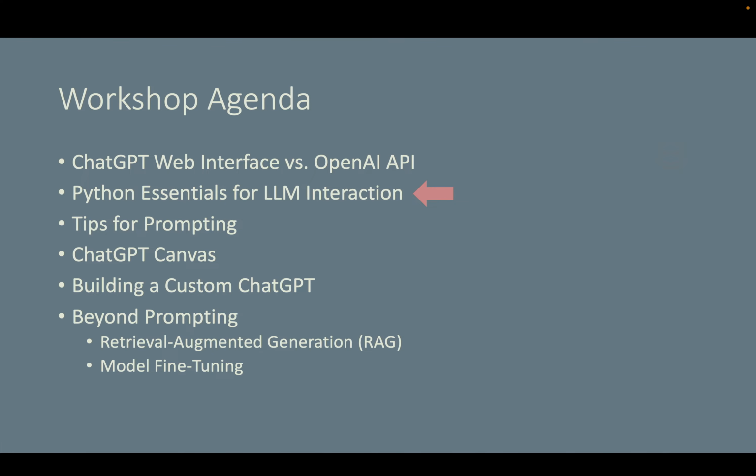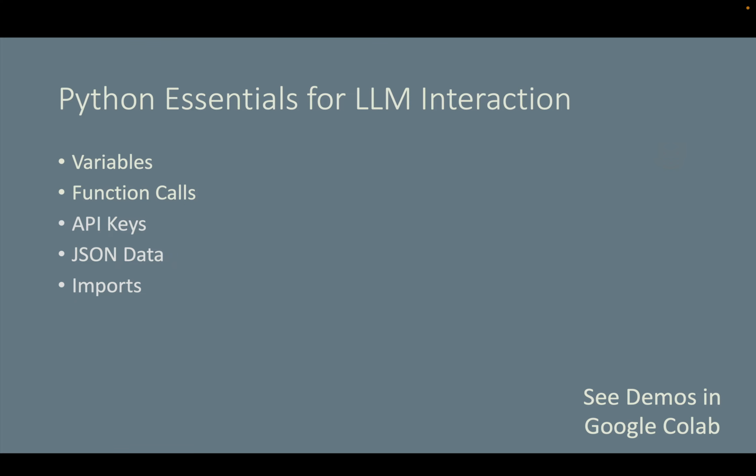Before diving into OpenAI API, let's take a brief detour into Python essentials. Don't worry, I'll keep this as simple and practical as possible. I will cover variables, function calls, API keys, JSON data, and import statements using Google Colab. The link is in the video description. So, let's go to Google Colab.